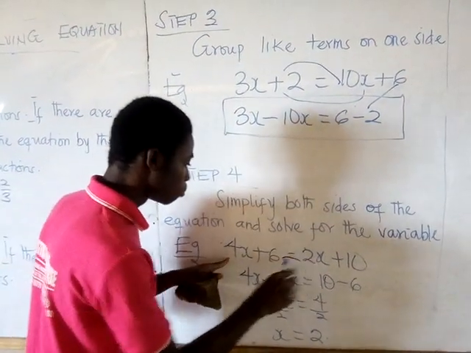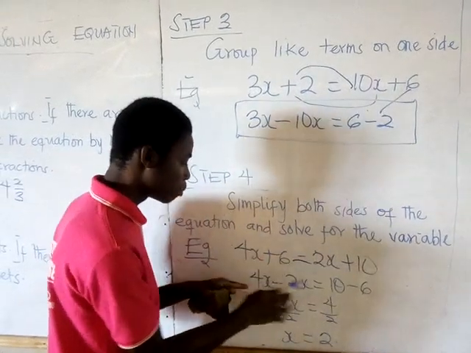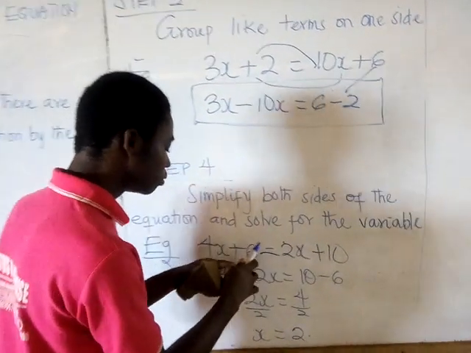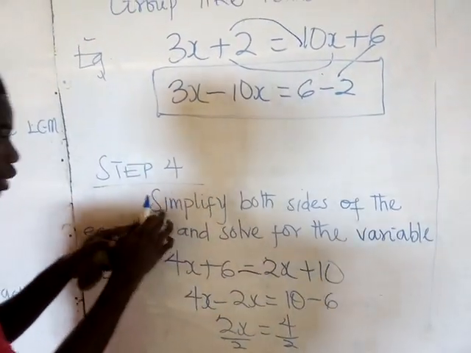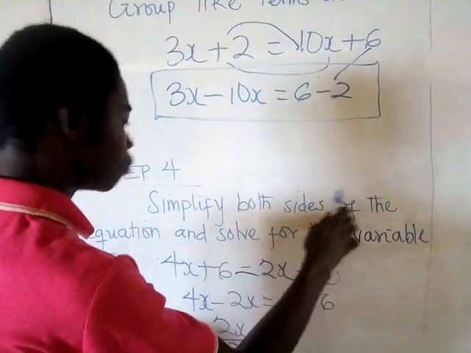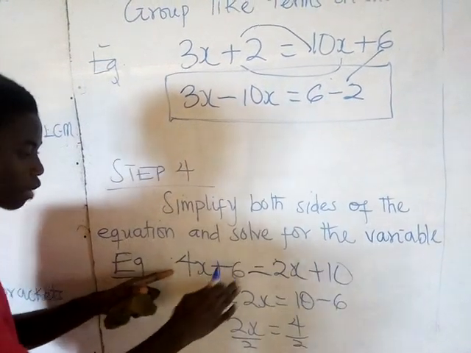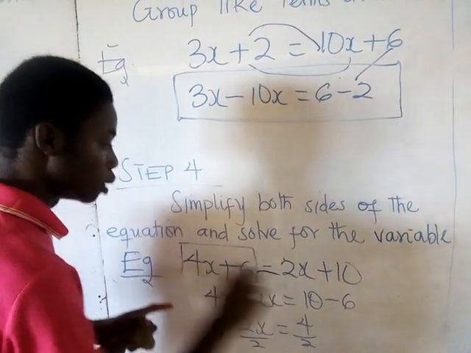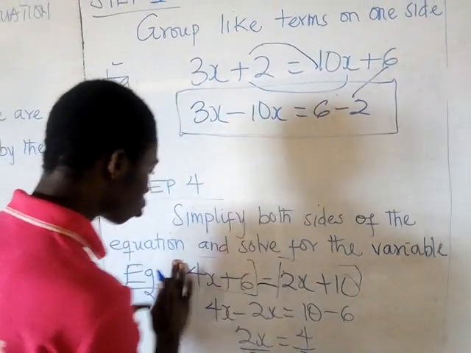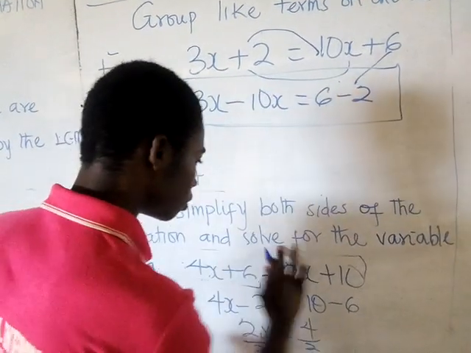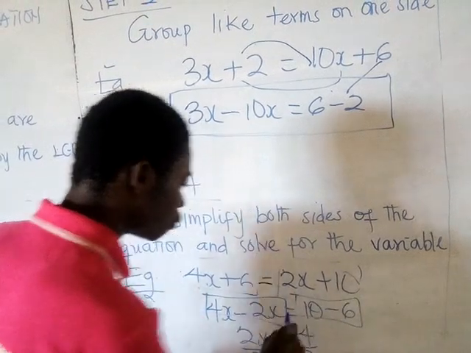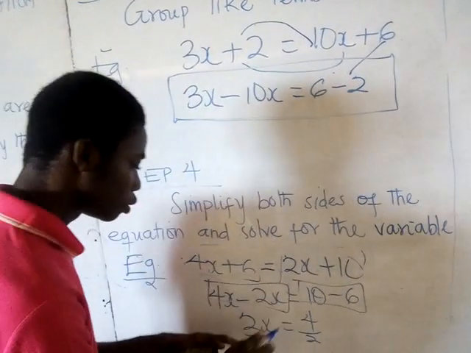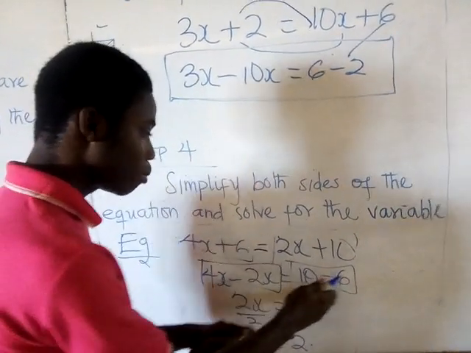So this positive 2x will cross and become negative 2x, and positive 6 will cross and become negative 6. So it becomes, the question said simplify both sides of the equation. So we are going to simplify the equation here and the equation over here. So 4x minus 2x is 2x, and 10 minus 6 is 4.